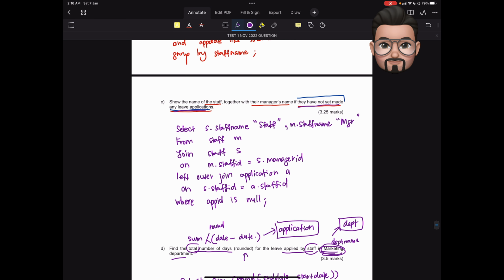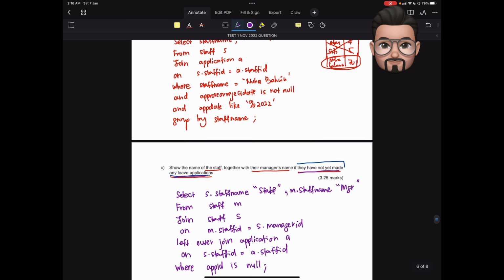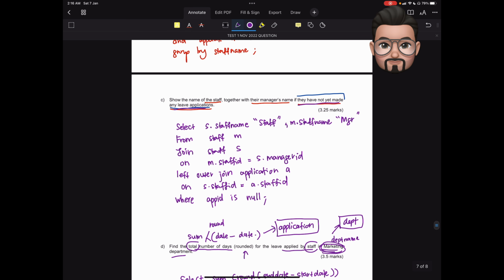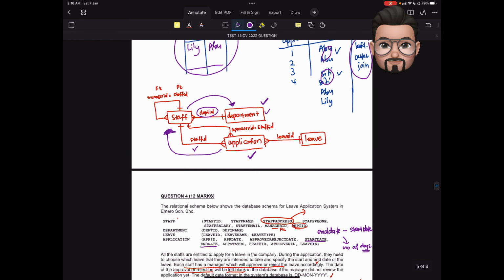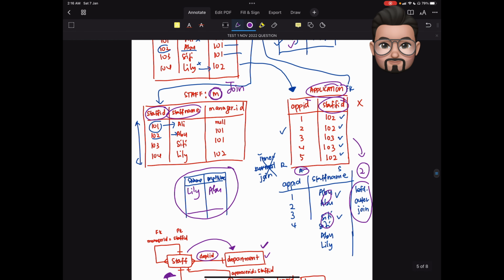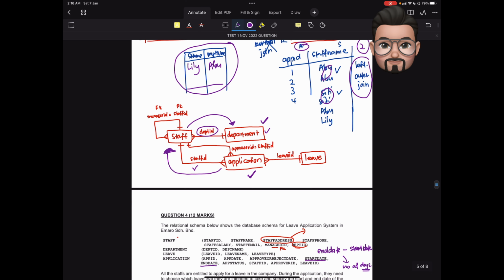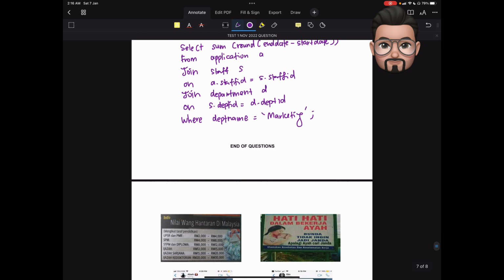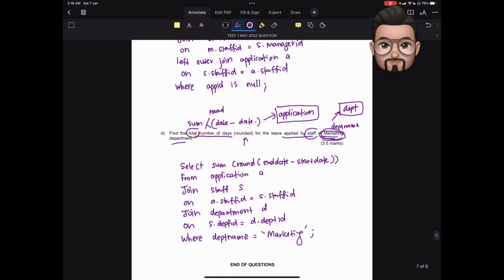Even though I know question number 3, the C over here, is a little bit complex, I do hope you understand according to the data that I have drawn just now. Okay, so I guess that's all for our test discussion. Thank you.